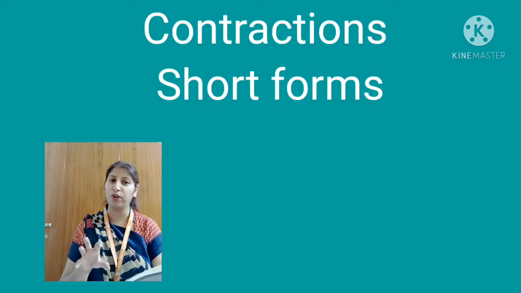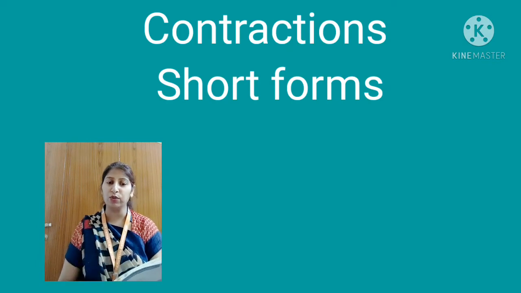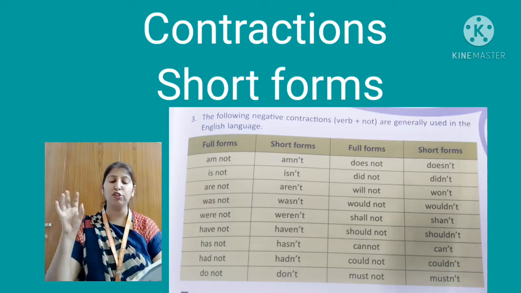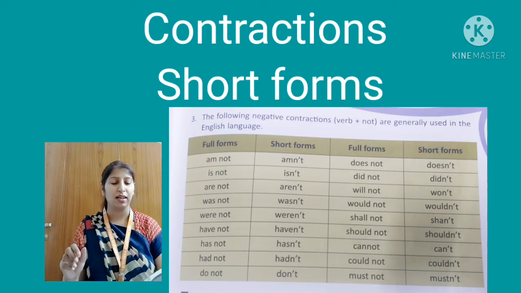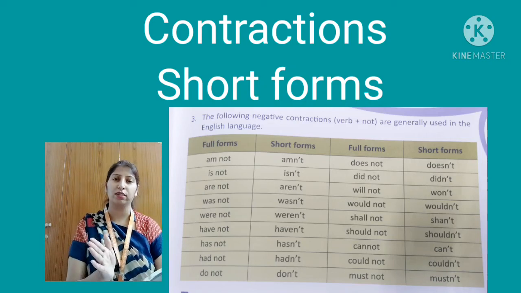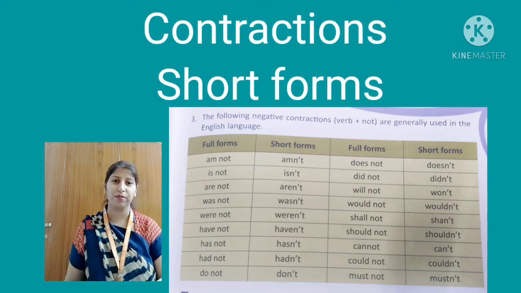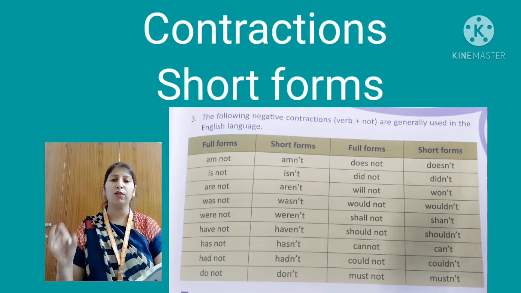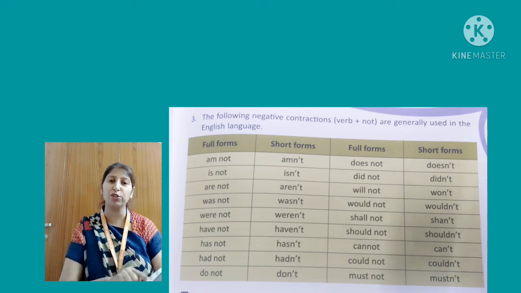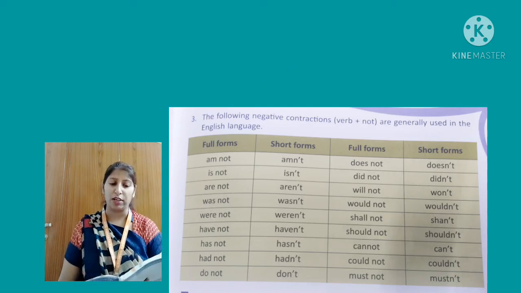Now it's about negative contractions. Contractions are short forms. We know helping verb plus not, and we can form short forms by using an apostrophe sign. For example, is not becomes isn't. Have not, haven't. Do not, don't. So we have used an apostrophe to make the short form. These are called contractions.